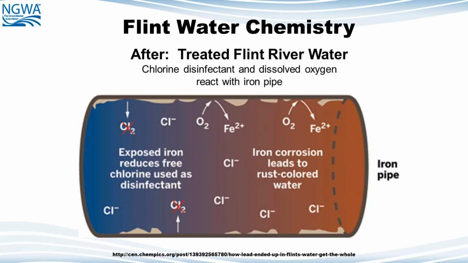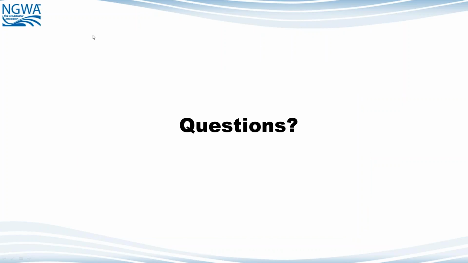So in addition to a lead issue, the Flint water, because it was not properly treated, was extremely unappealing in terms of appearance. Iron oxide isn't necessarily a health hazard, but it certainly is an aesthetic issue. So this was the problem with Flint, and we can get into it in more detail if anybody has a question about it. So, are there any questions?